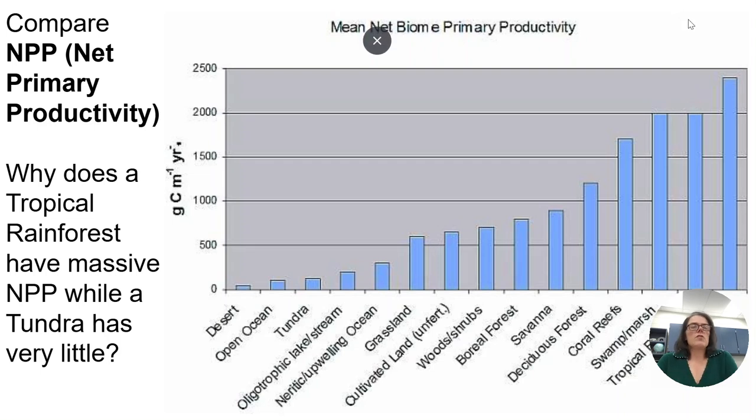All right, the next thing I want to show you is net primary productivity. Remember, that is our gross primary productivity minus the energy it takes for respiration of the producer layer. So why does a tropical rainforest have a massive NPP while tundra has very little? So let's look at this.